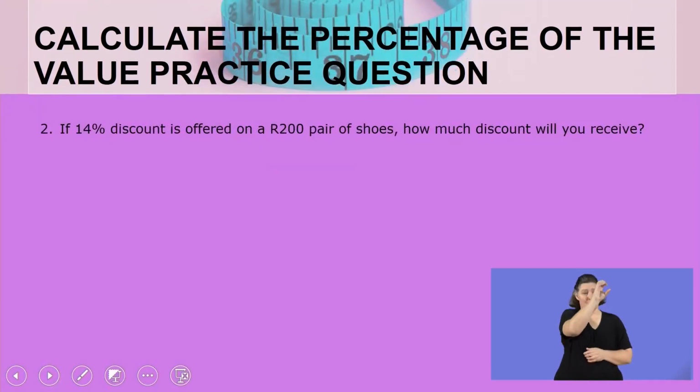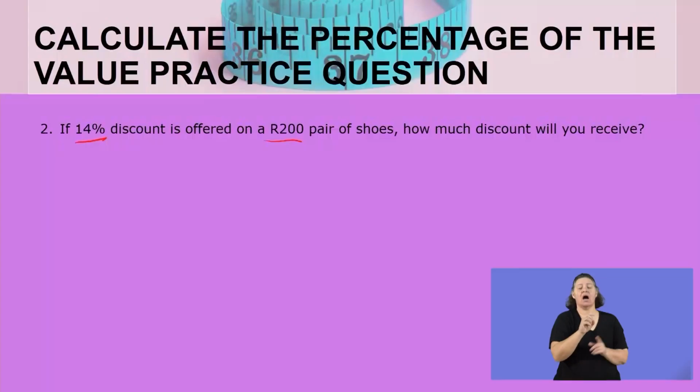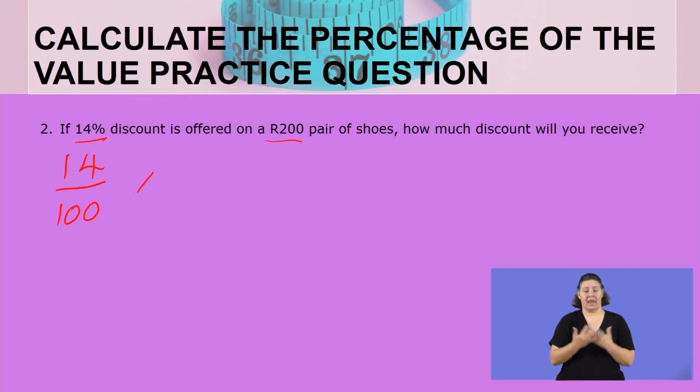Let us move to the second question. If a 14% discount is offered on a 200 rand pair of shoes, how much discount will you receive? So now the discount is 14%. Now we want to know the value of 14% on 200 rand. What we need to do is to express 14% as a fraction first. So it will be 14 divided by 100 multiplied by 200 rand.